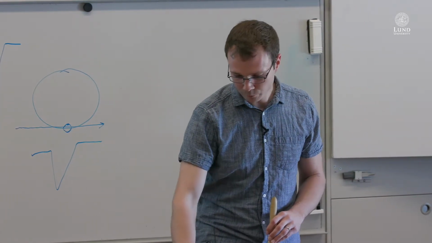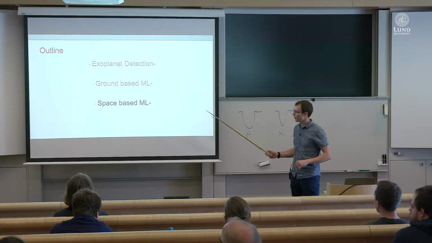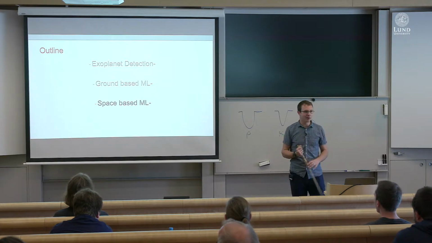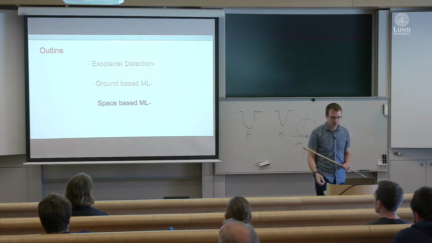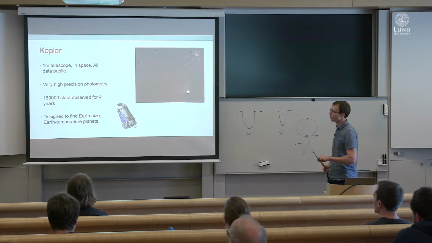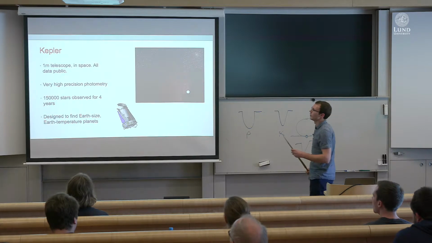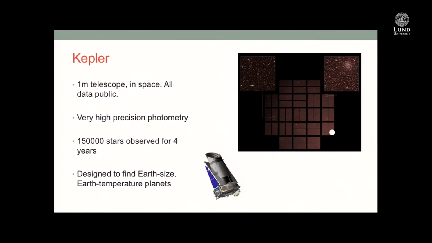Now, if I want to look at the other example that I was talking about, that previous one was a telescope based on the ground. I'm now going to talk about one based in space, so the characteristics of the data change very much. And very nicely. This is the Kepler telescope. Many of you may have heard about it, either in the media or so on and so forth. It's a 1 meter telescope. It's been up for several years now. It's operating in a kind of second mode called K2 that I'm not going to get into.